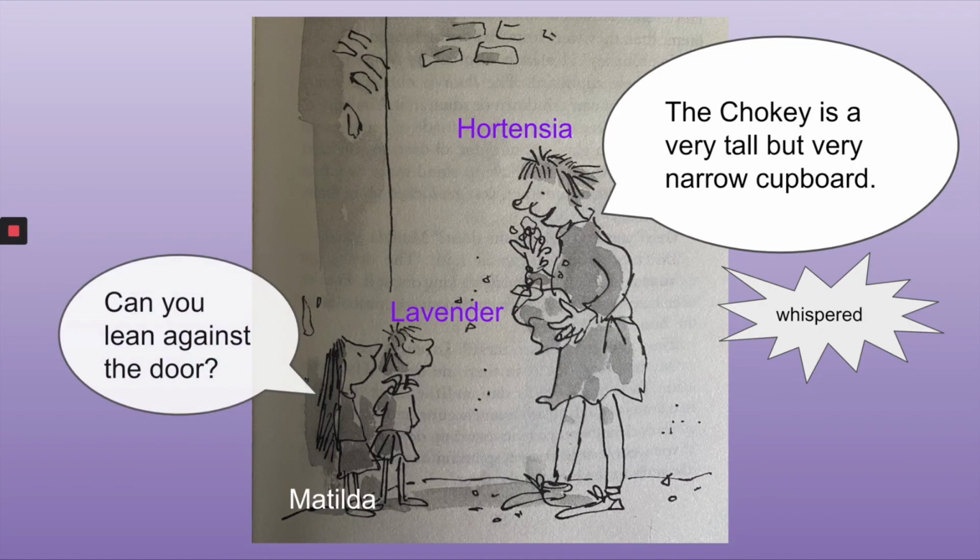So now that I've shown you how to turn that into speech using speech marks, I want you to try to turn this sentence that Matilda has said into a sentence using speech marks. We are going to say that Matilda has asked this. "Can you lean against the door?" asked Matilda. So I want you to have a go now. And when you have finished, press play again so you can see the answer.